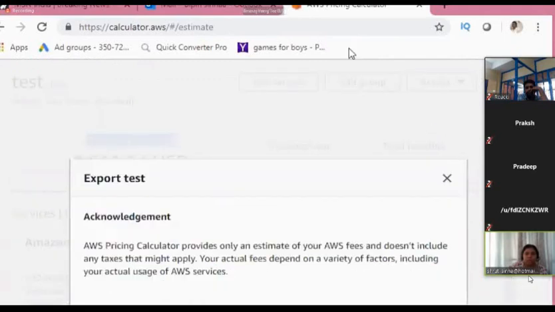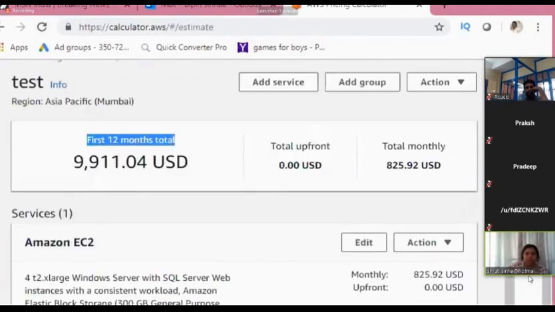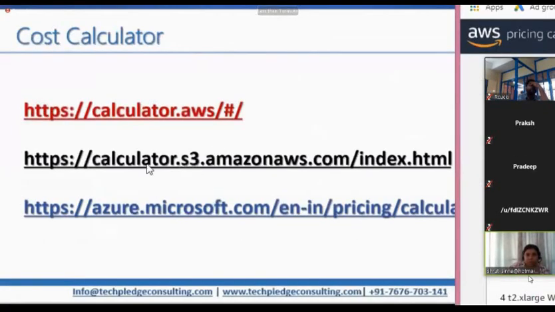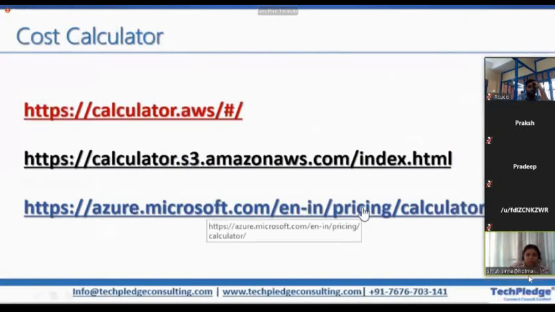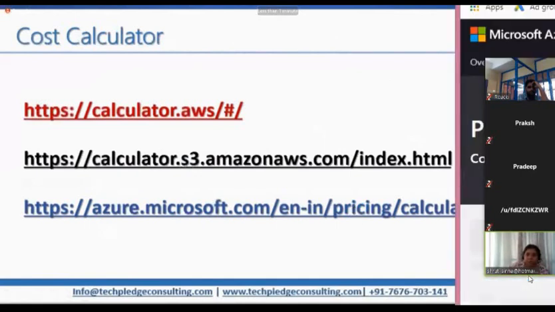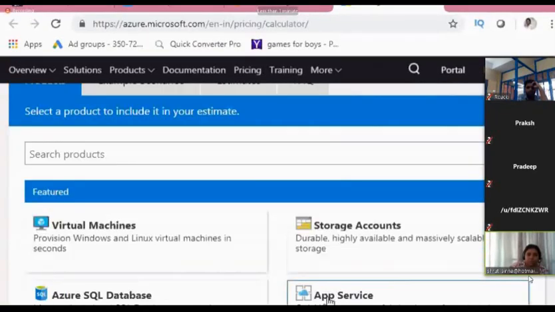and this would show you the estimate for 12 months, right? And then you can export it to your Excel file, and that you can modify, customize, and send it to your customer. So this is the very simple way. And it's not only AWS, for Azure also you get a pricing calculator. The same way you can go here, create the estimate and then send it to the customer.